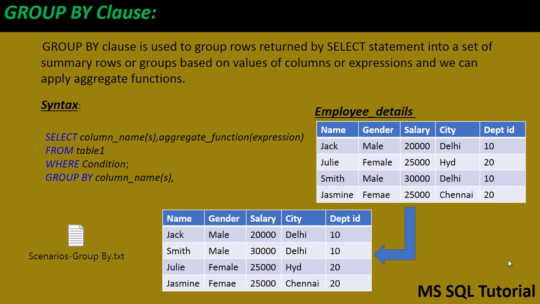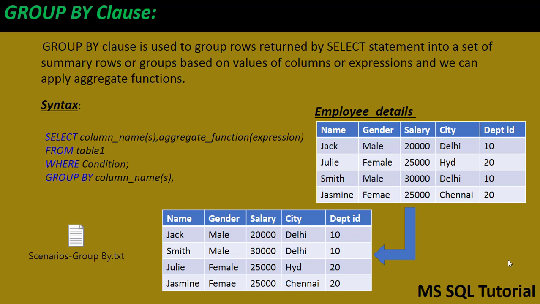The GROUP BY clause is used to group rows returned by the SELECT statement into a set of summary rows or groups based on the values of columns or expressions. Let me show you an example. If you see on my screen, I have an employee details table with the columns name, gender, salary, city, and department ID. I have Jack as a name, with gender, salary, Delhi, and department ID.